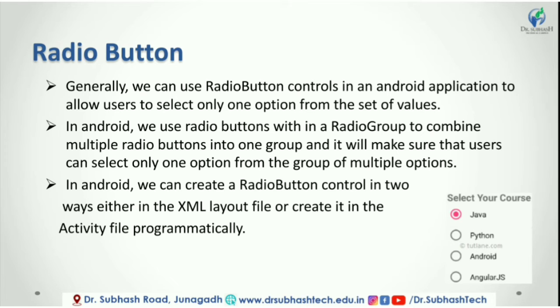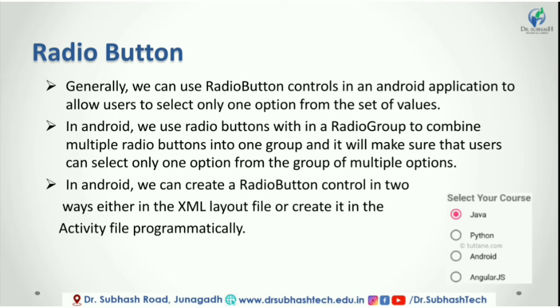In Android, we use radio buttons in a radio group to combine multiple radio buttons into one group, and it will make sure that the user can select only one option from the group of multiple options. By default, the radio button will be off, meaning unchecked. We can change the default state of a radio button by using the android:checked attribute. If we want to change the state of the radio button to on, meaning checked, then we need to set android:checked equal to true in our XML layout file.